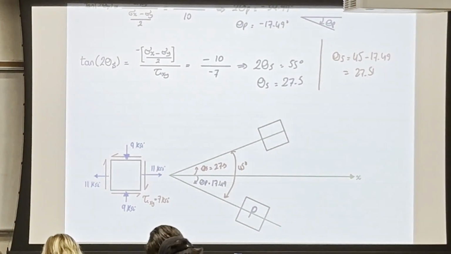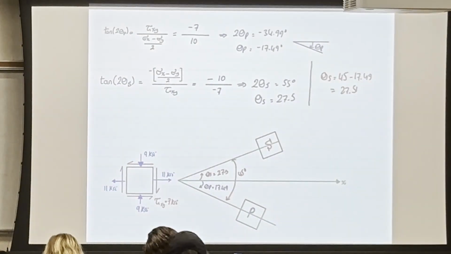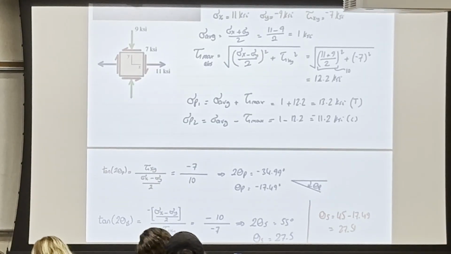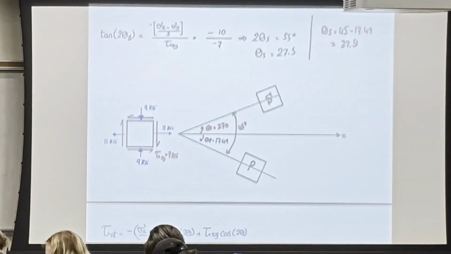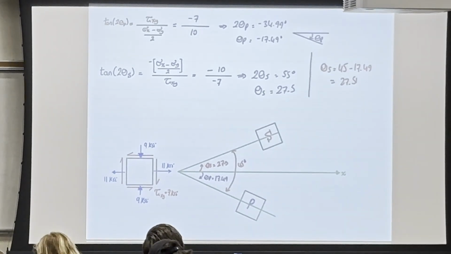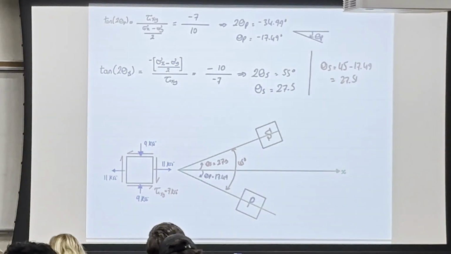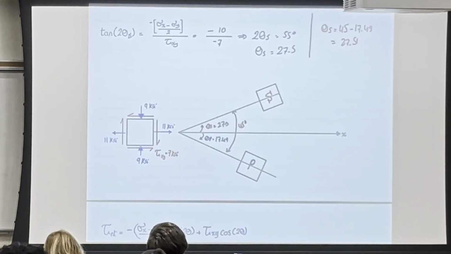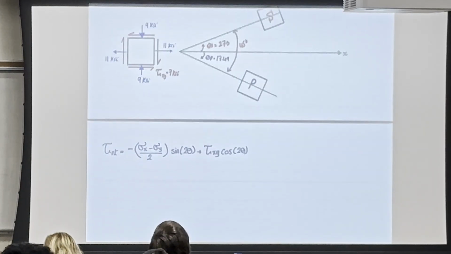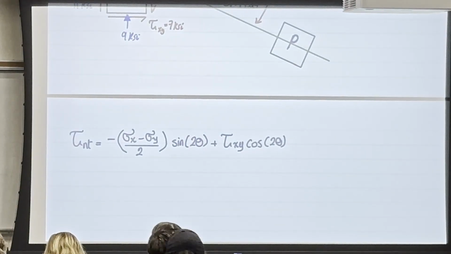Okay? Now, I know that this element is going to be the S element, which is the shear element. And I know that the maximum shear is equal to 12.2. But the question is, is this 12.2 positive or negative? I told you at the beginning we eliminated it from the tau max absolute equation, but if you want to figure it out, you found the theta s that will give you the maximum shear, right? Go substitute in the tau nt equation, which is the general equation here. And you're going to find, when you substitute, that the tau nt is negative 12.2.